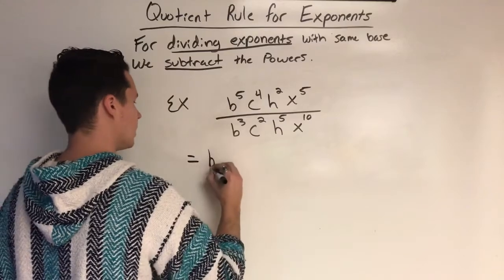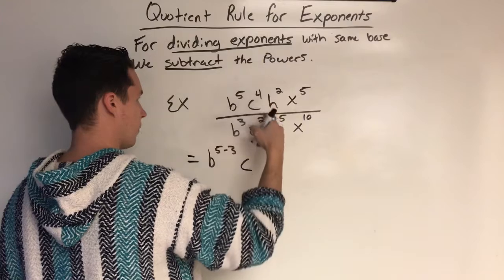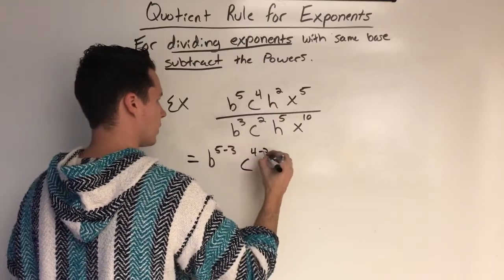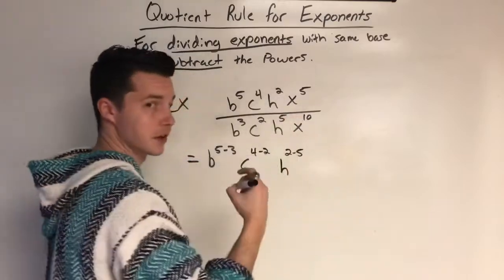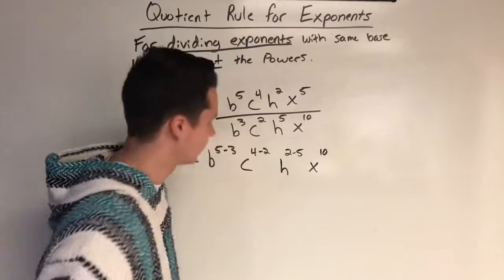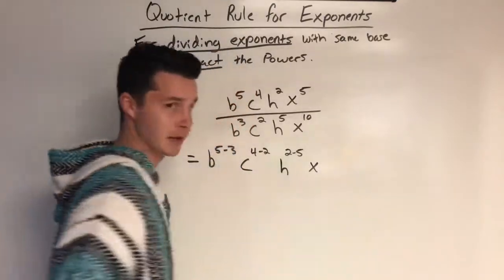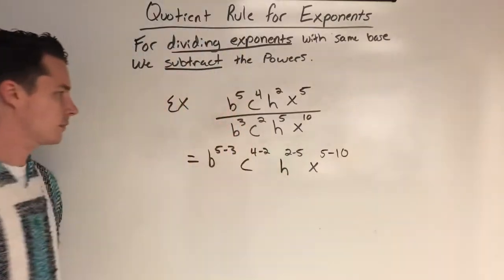So we're going to have b to the 5 minus 3, all right, c to the 4 minus 2, h to the 2 minus 5, remember numerator goes first, and then x to the 10, oops, sorry, numerator's first. See, I mess up, guys, it's no big deal. 5 minus 10. All right.